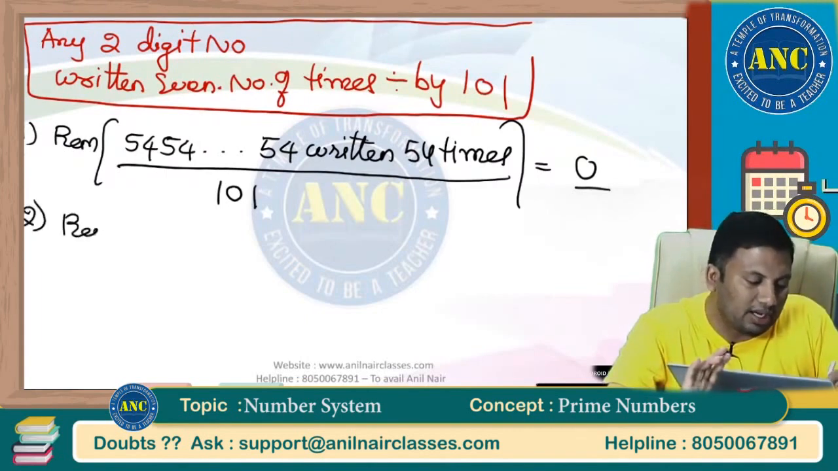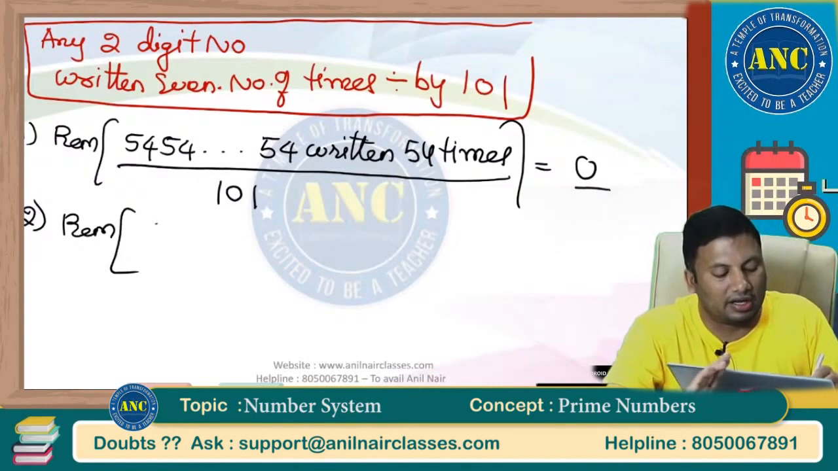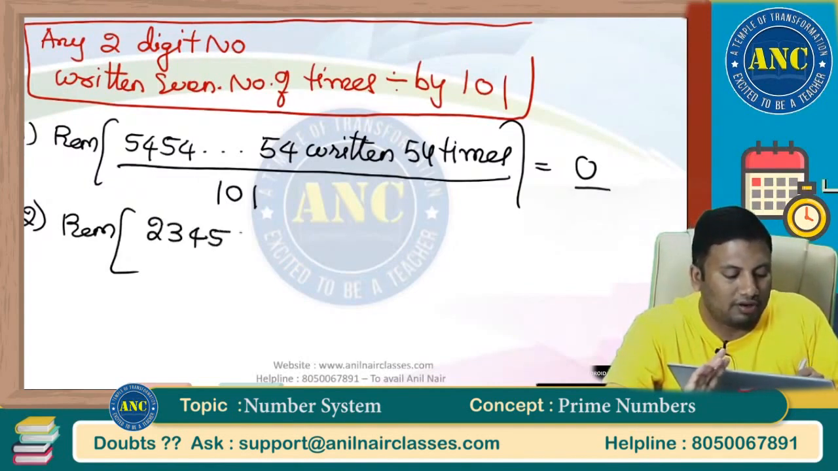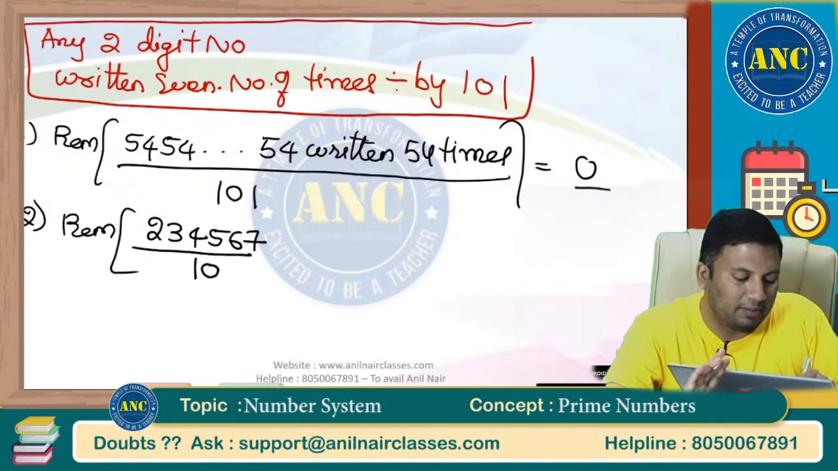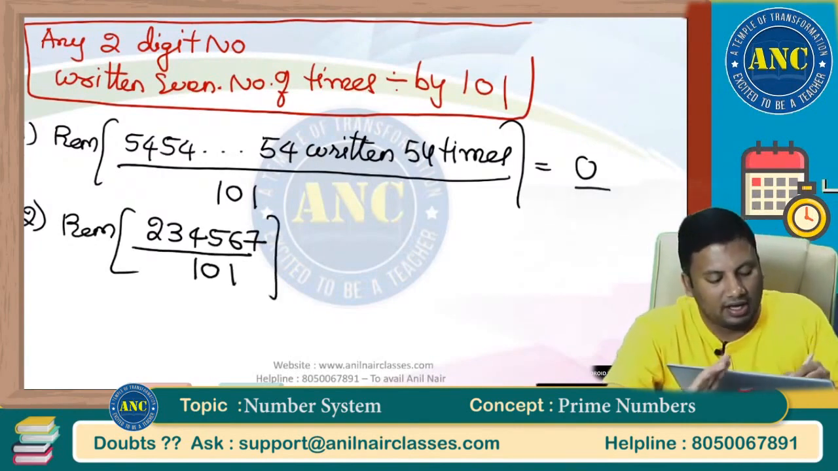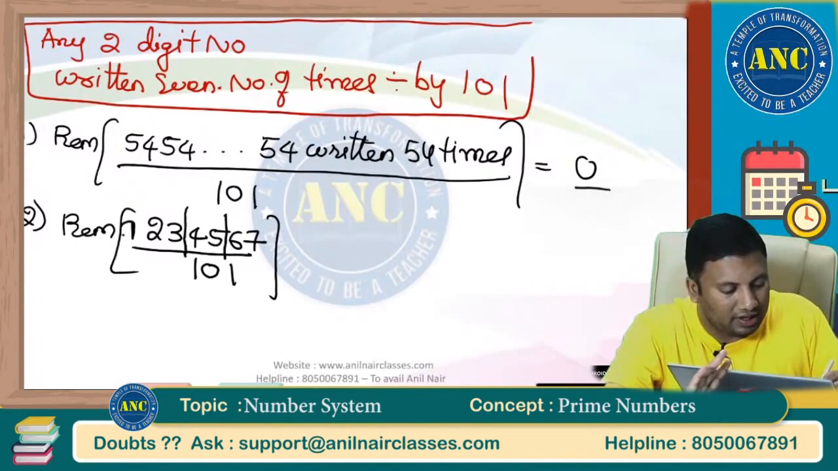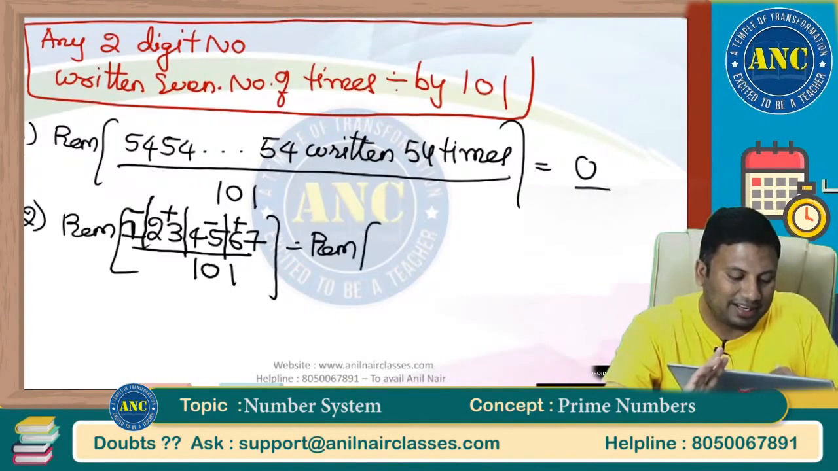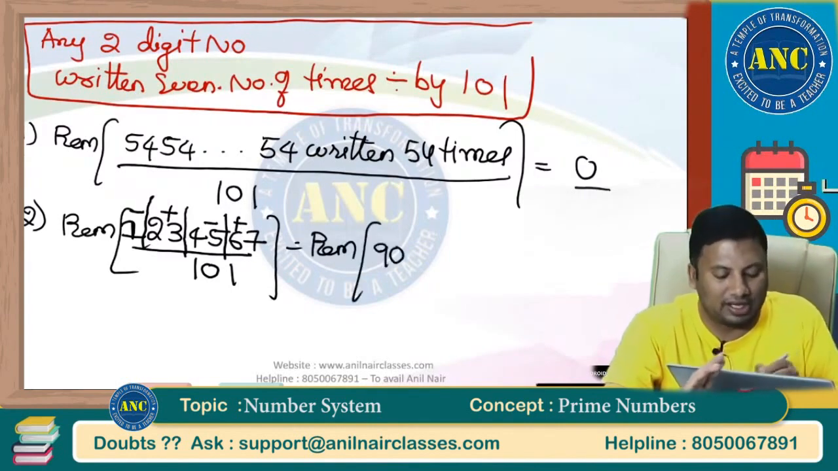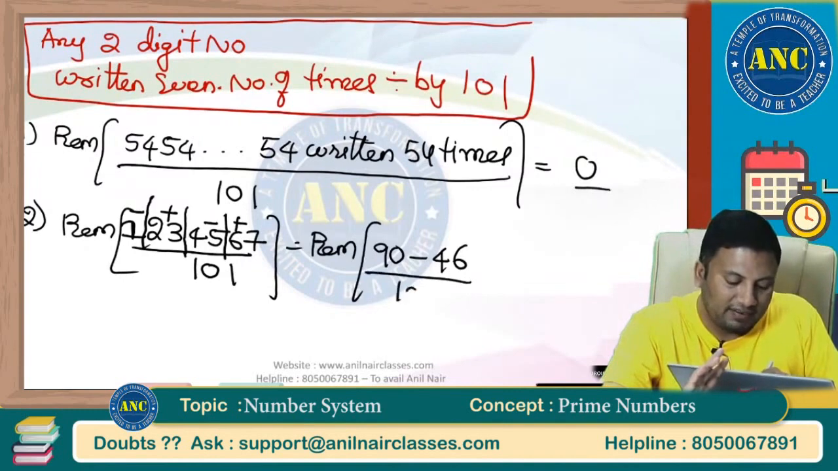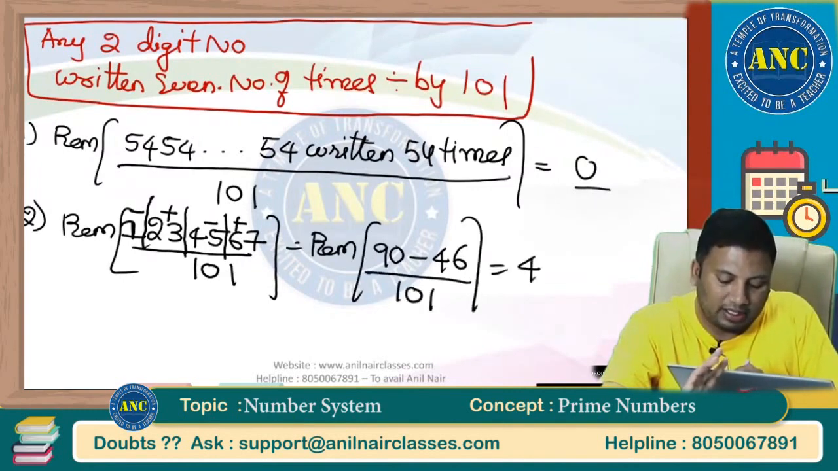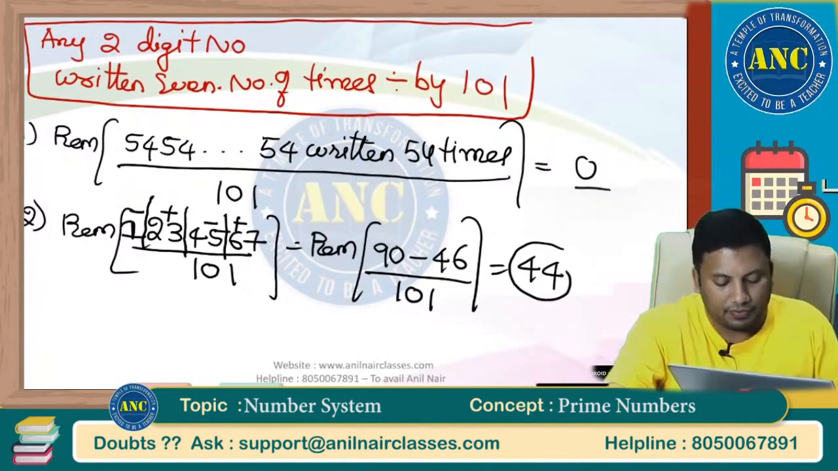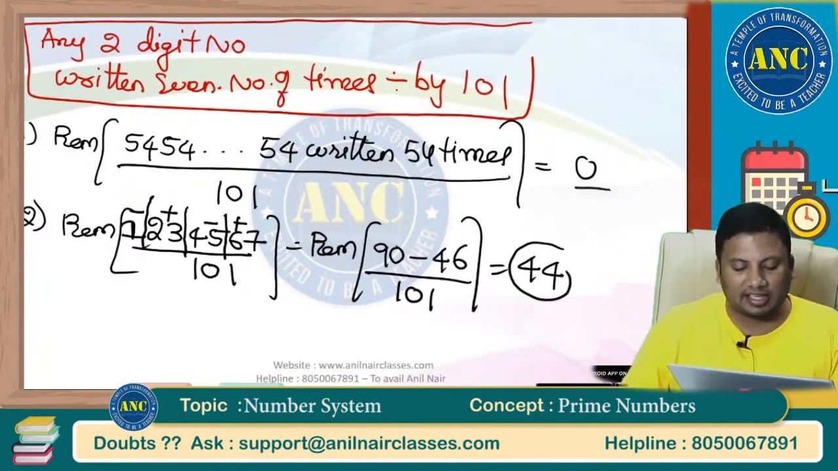You might get a doubt: Anil sir, what if the number of digits is odd? 2, 3, 4, 5, 6, 7 divided by 101. Take a group of 2 digits. Let me take 1, 2, 3, 4, 5, 6, 7. Alternately plus and minus. 67 plus 23 is nothing but 90. Minus 45 minus 1, minus 46. Divided by 101, the answer is 44. I hope the idea is clear, right?